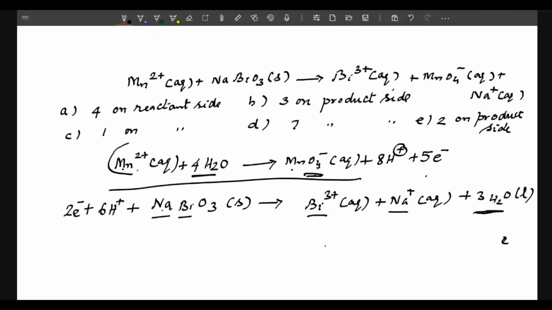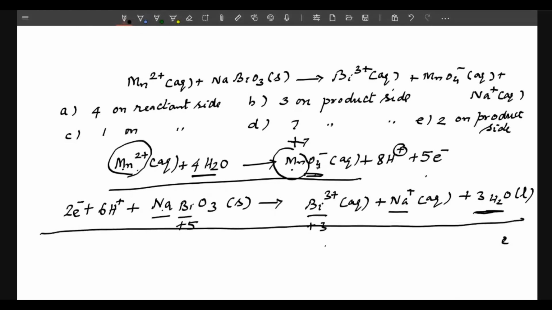Manganese is in the +2 state here, and here manganese is in the +7 state. Therefore, definitely the reaction is an oxidation. Increasing the oxidation number in the positive direction is called oxidation. Here bismuth is +5 oxidation number, and here only +3, decreasing the oxidation number, which is called reduction. That can also be used to find out whether it's an oxidative or a reductive half reaction. Now we are done balancing the two half reactions.